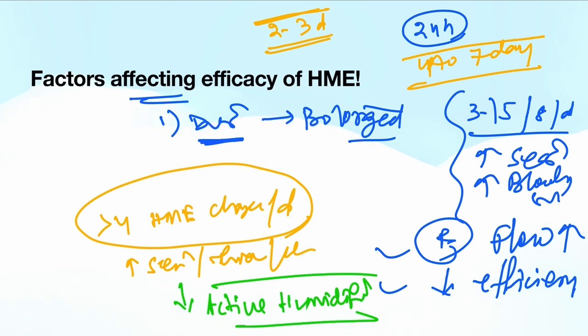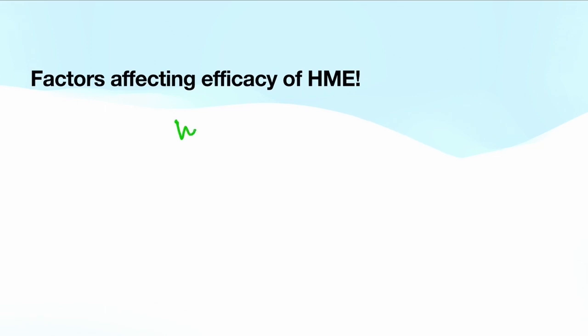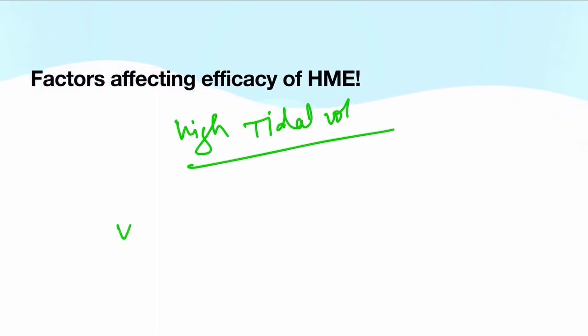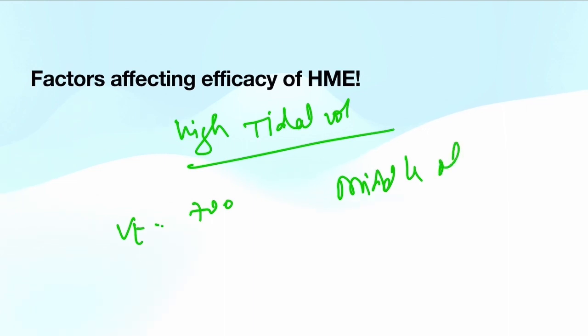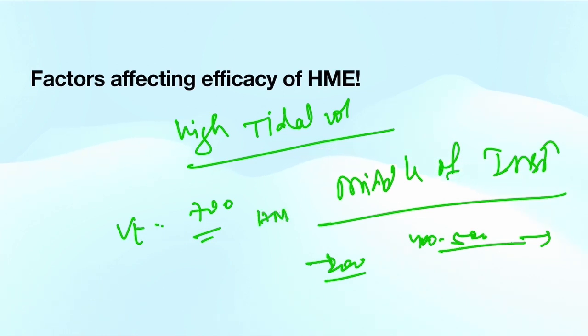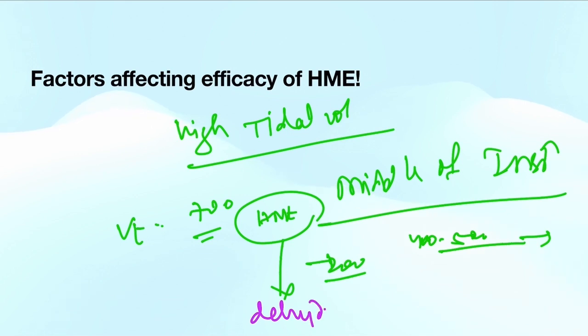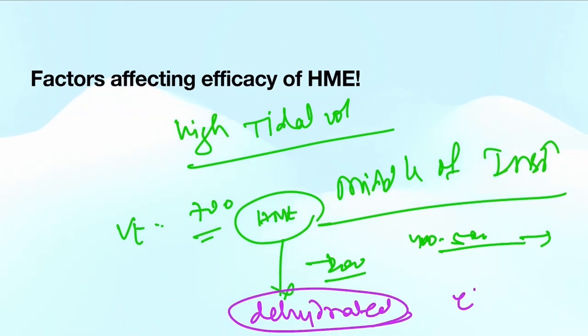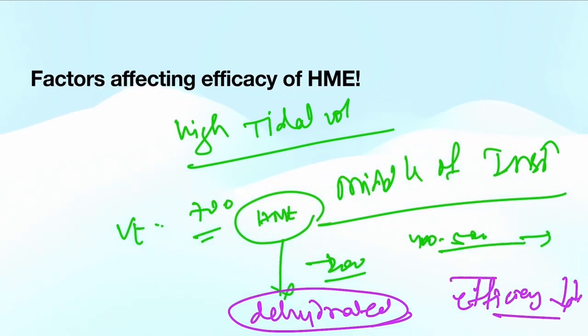So what are the other factors when you are using a high tidal volume? So what happens? Let us consider a tidal volume of around 700 or more than 600 you are using. By the middle of inspiration, let us consider you are giving 600 or 700 ml of tidal volume. When the 400 or 500 ml is gone and the rest 200 ml is remaining, the HME is completely dehydrated, so its efficiency is decreased, right? So when you are using high tidal volume ventilation, you should take care of this point, right?